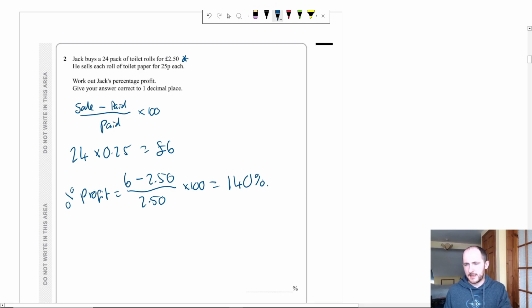And then to one decimal place, you just technically have to put a decimal point on the end. So yeah, that is all you need to do. That shouldn't be too bad.